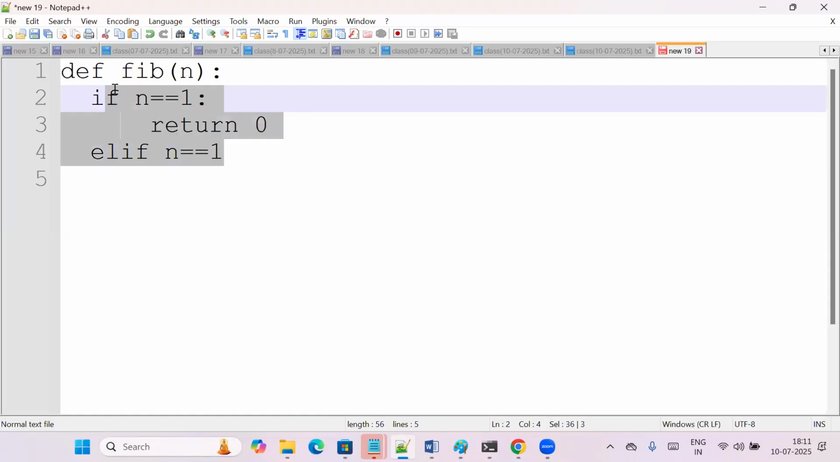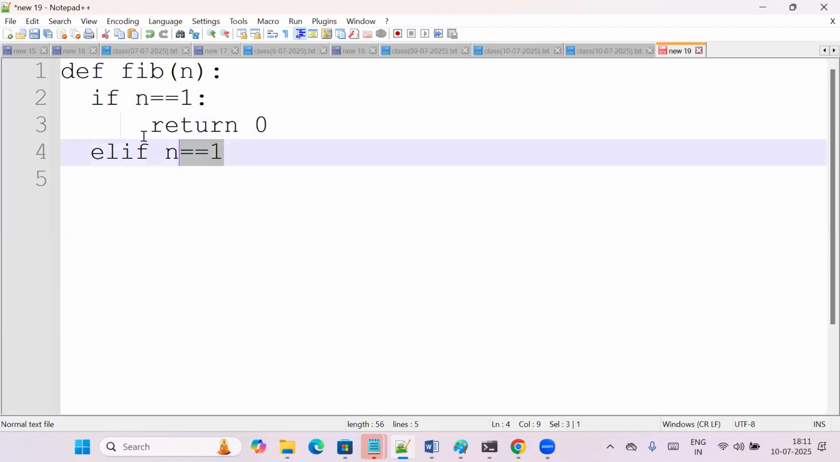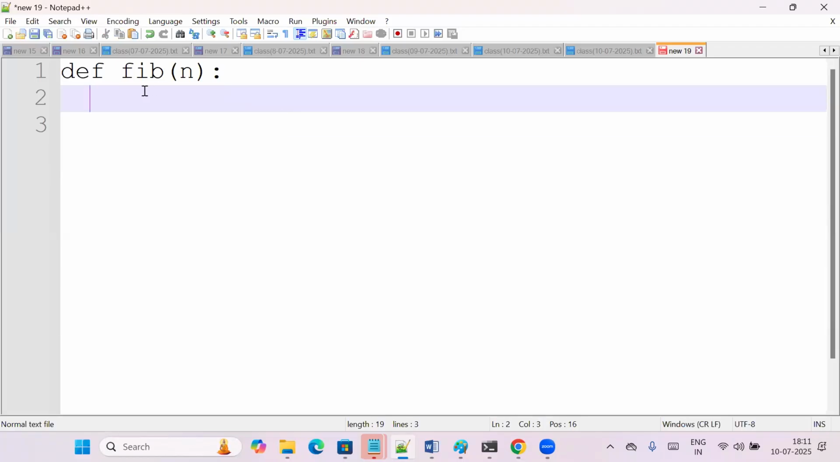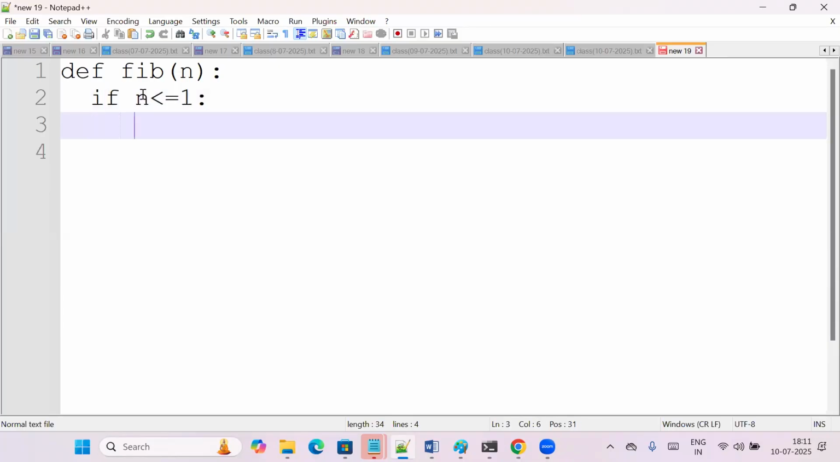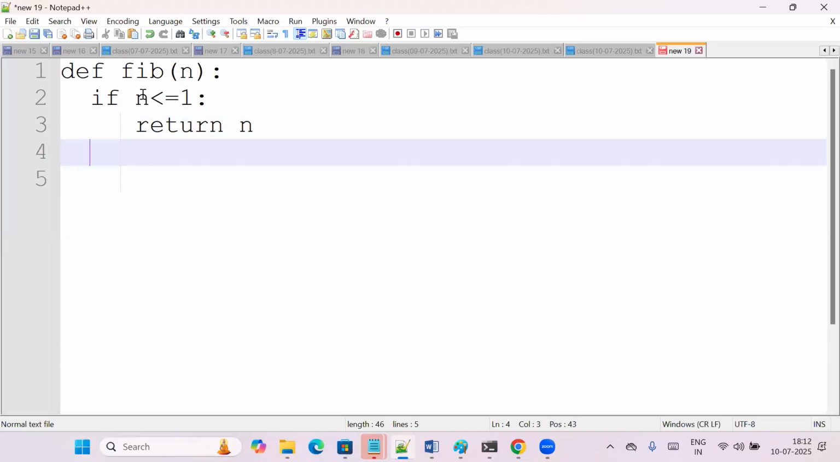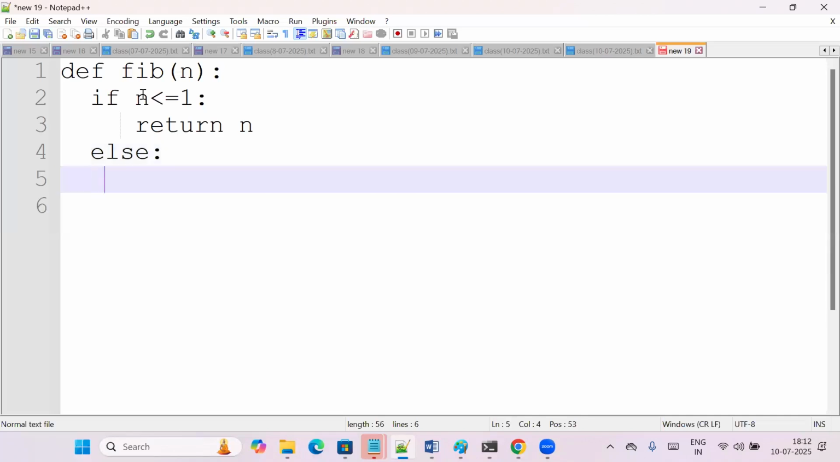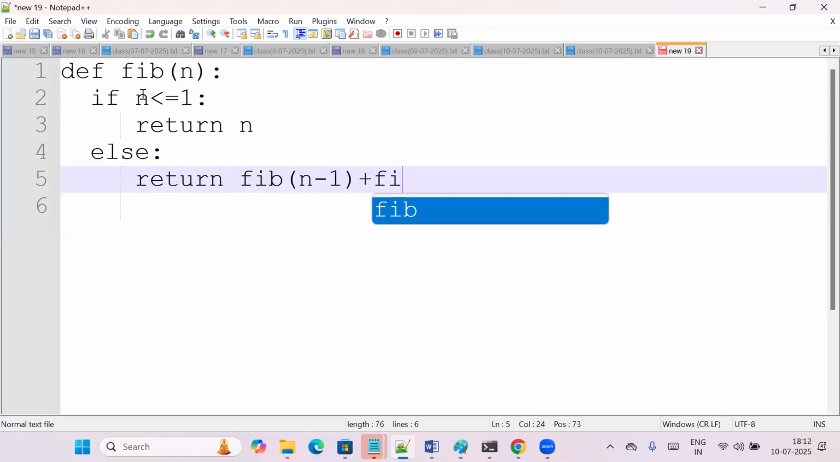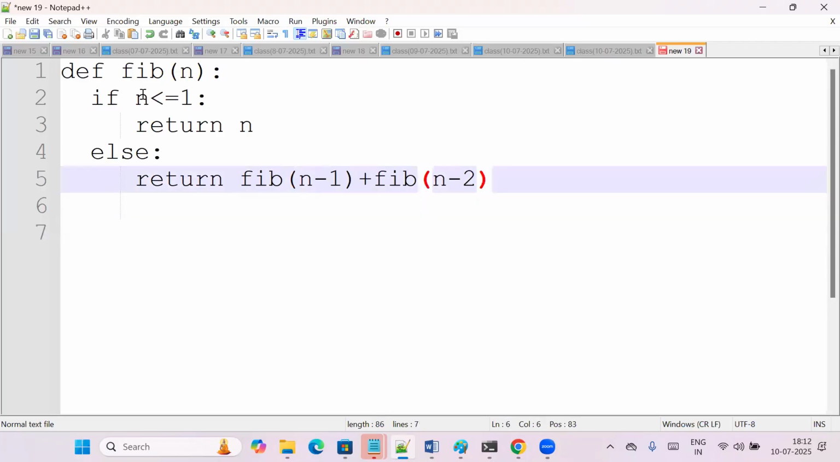Or let me make it more simple. Suppose this is not a Fibonacci function. So let me take any Fib function. If n is less than or equal to 1, you have to return n, else you have to return Fib of n minus 1 plus Fib of n minus 2. And we are passing here Fib of 6.